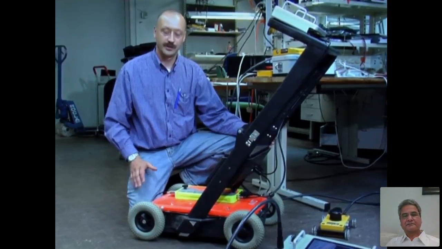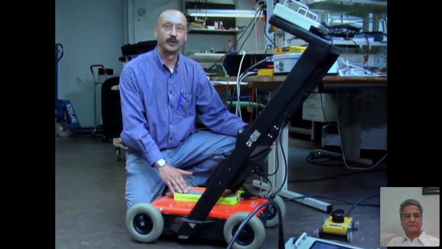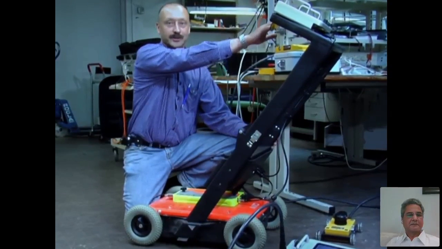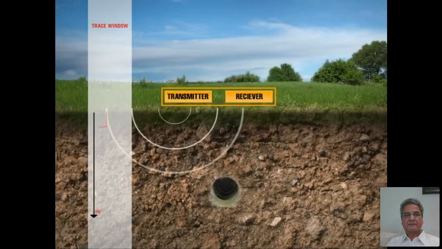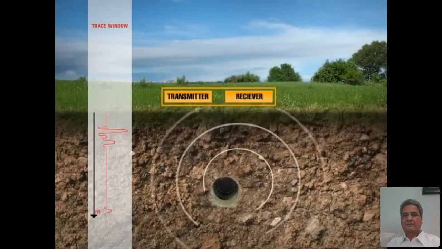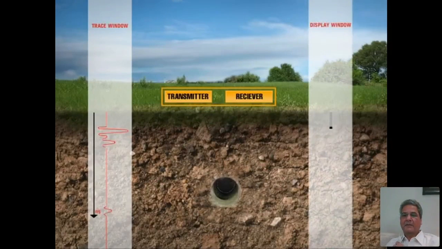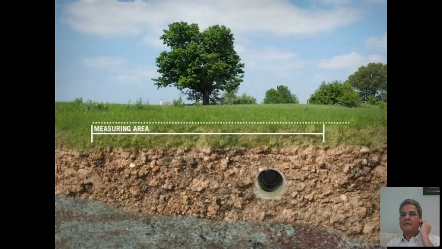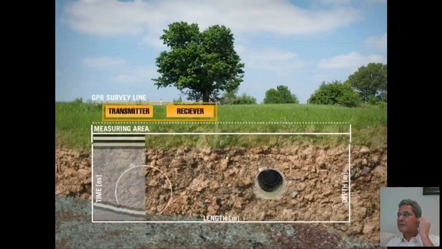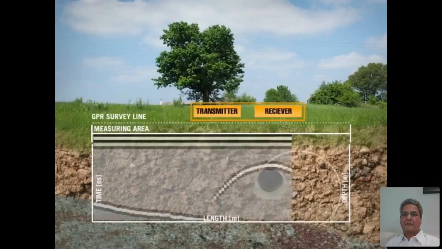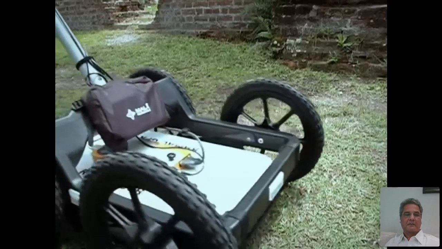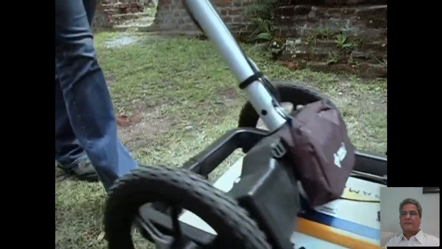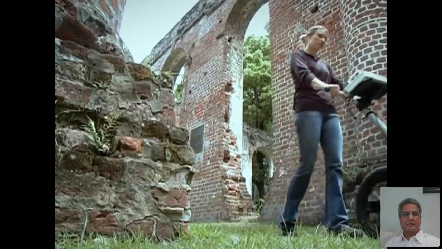A GPR system consists of an antenna, a control unit, and a display storage device. The system works like this. Electromagnetic waves radiate from the transmitting antenna. Buried objects or boundaries cause part of the wave to bounce back to the receiver where they are digitized. Along the survey line, the transmitter continuously emits electromagnetic impulses which propagate through the media and reflect back to the receiver. The control unit gathers the signals from the receiver and transfers them to the storage and display.